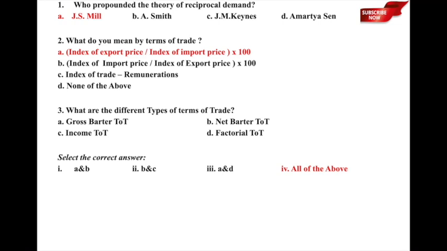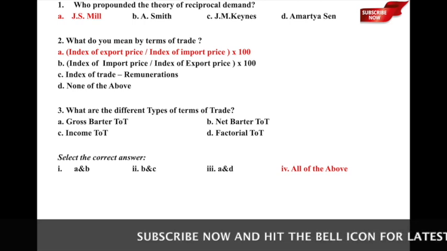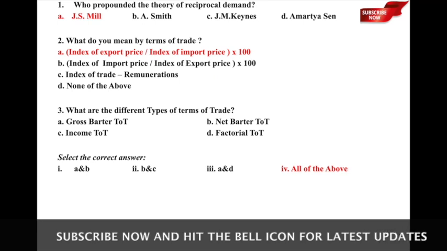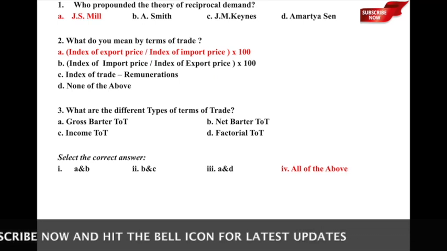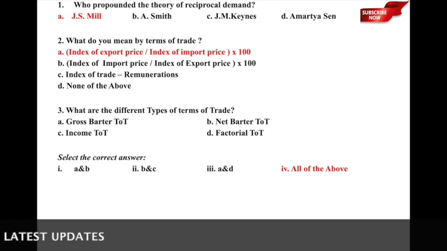So we will look at the questions later on, but let us now first look at this question, which talks about the types of terms of trade, and we have to select the correct answer amongst the following which is available to us. So the first option is A and B, that is gross barter and net barter terms of trade. The second option is B and C, which means net barter terms of trade and income terms of trade. The third is A and D, which is gross barter terms of trade and factorial terms of trade, and the last is all of the above, that means gross barter, net barter, income and factorial.